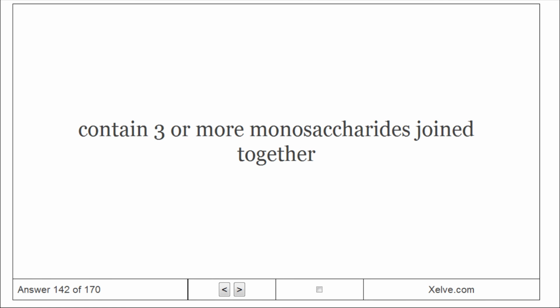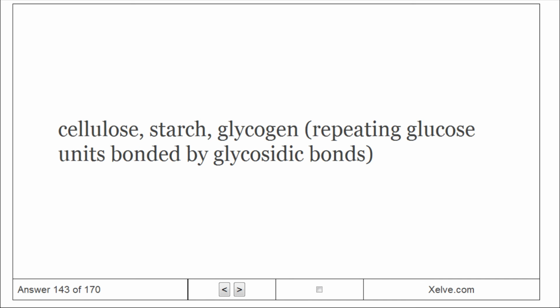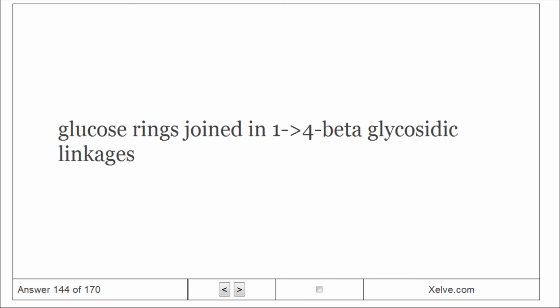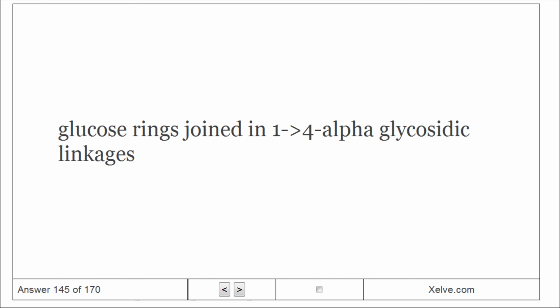Polysaccharides contain 3 or more monosaccharides joined together. 3 prevalent polysaccharides: cellulose, starch, glycogen. Cellulose contains glucose rings joined in 1 to 4 beta-glycosidic linkages. Starch and glycogen contain glucose rings joined in 1 to 4 alpha-glycosidic linkages.